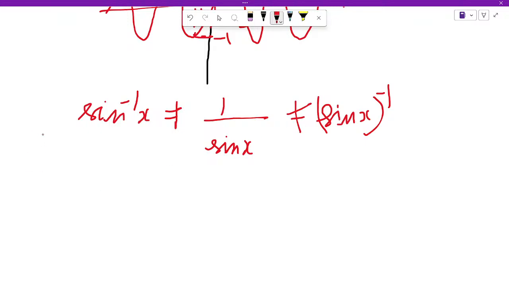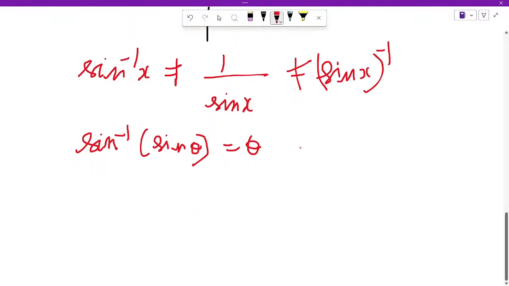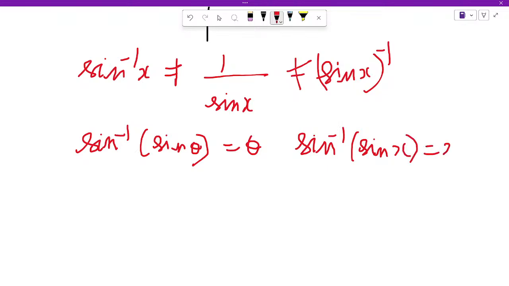Let me write some basic formulas. Sine inverse of sin theta equals theta. Same goes for x as well: sine inverse of sin x is equal to x.